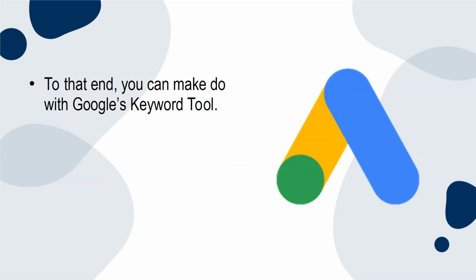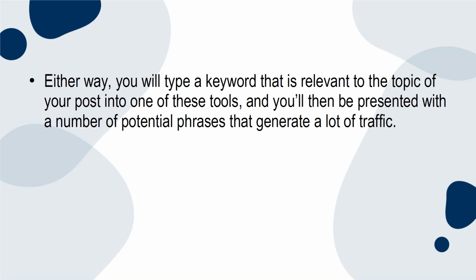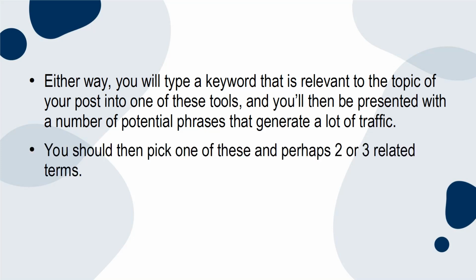To that end, you can make do with Google's keyword tool. This is a free option, though it is significantly less powerful and hides a lot of data from the user. Either way, you'll type a keyword that is relevant to the topic of your post into one of these tools, and you'll then be presented with a number of potential phrases that generate a lot of traffic. You should then pick one of these and perhaps 2 or 3 related terms.